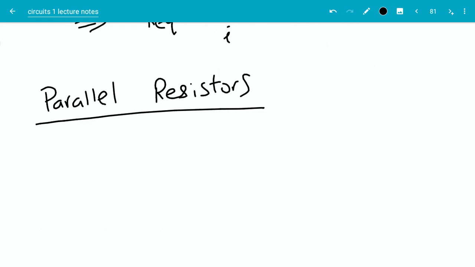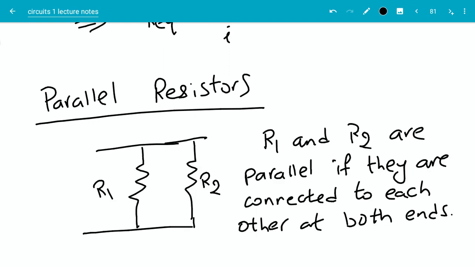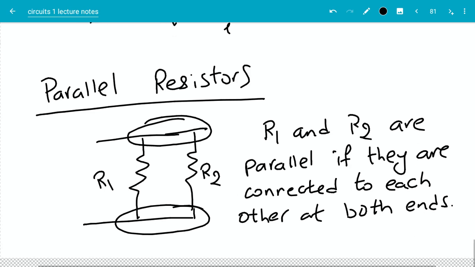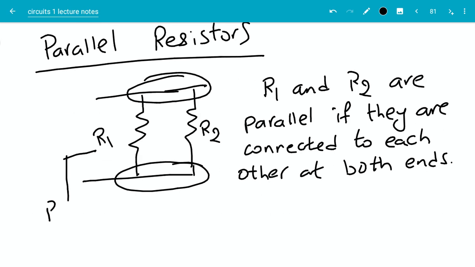Let's now look at parallel resistors. Two resistors R1 and R2 are parallel if they're connected to each other at both ends. So it means they should share both their ends with a common connection. In this case, they are parallel. Our goal again is to find the equivalent resistance. We will follow the same procedure in order to do that. We will apply voltage V, measure a current I going in, and compute V over I.